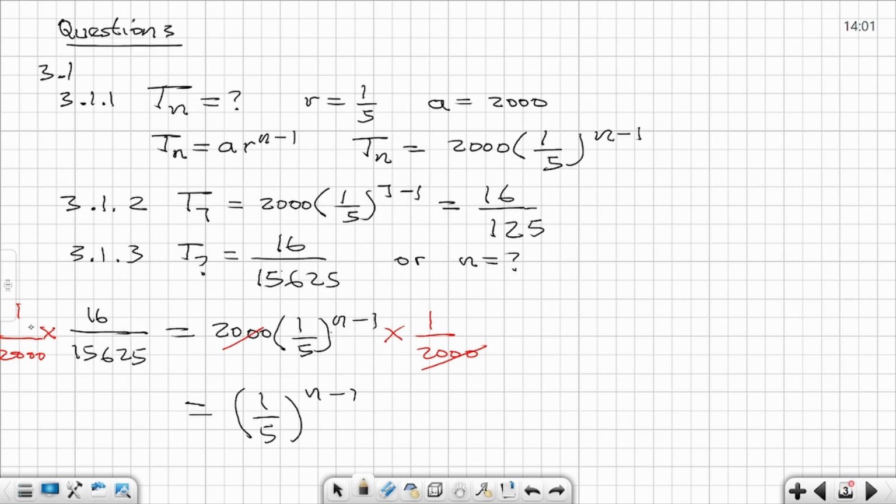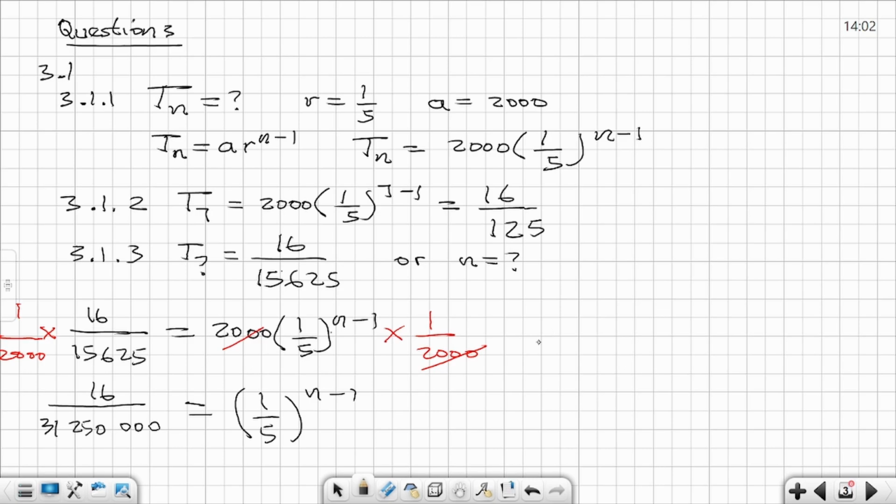So what do I have on my left side? It will be 1 times 16 in the numerator. What do I have in the denominator? It will be 2000 times 15,625. 2000 times 15,625. What do I get? When you do it in your calculator quickly, you'll get 31,250,000. Okay, so this is what we should get on the left side.